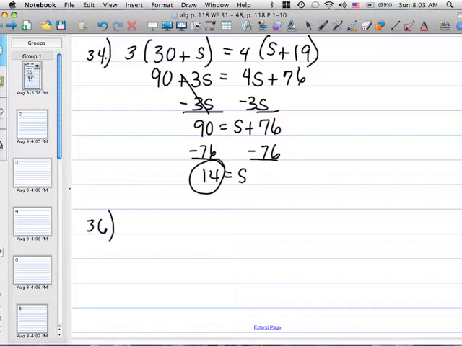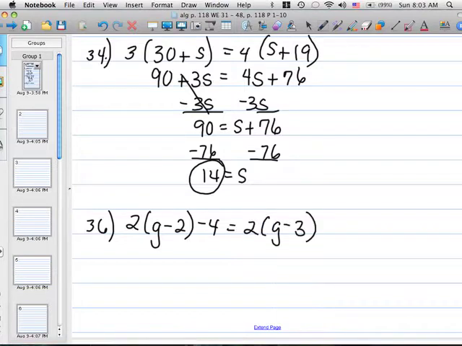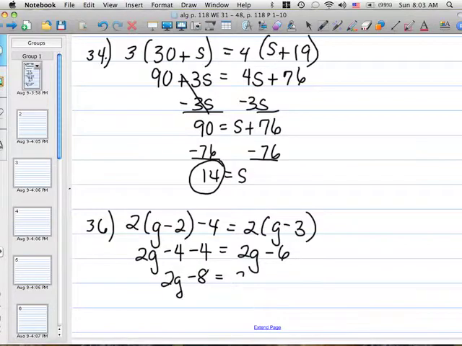Problem number 36. 2 times the quantity g minus 2 minus 4 equals 2 times the quantity g minus 3. Again, we need to simplify, get rid of the parentheses. So 2 times g is 2g. 2 times -2 is -4. Bring down the minus 4. On the right side, 2 times g is 2g. 2 times -3 is -6. On the left, simplifying further, -4 and a -4 make -8.